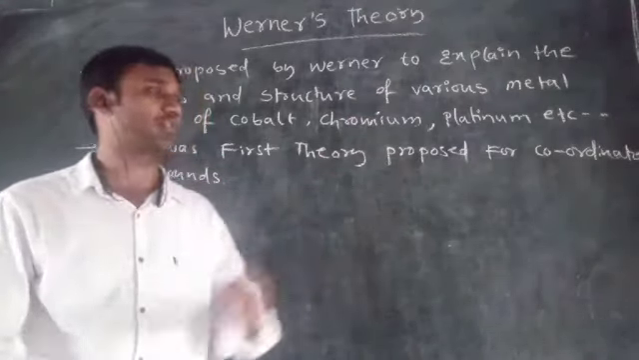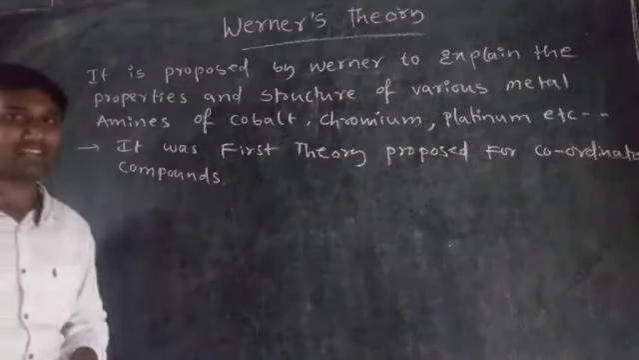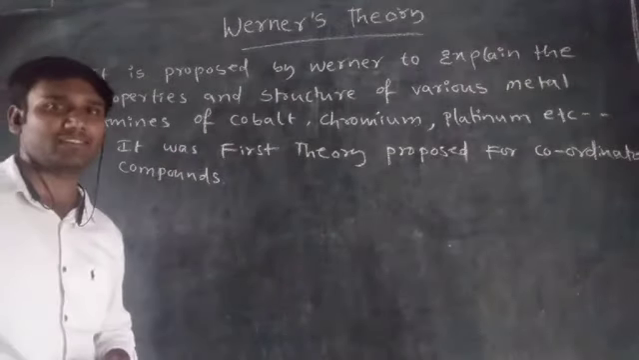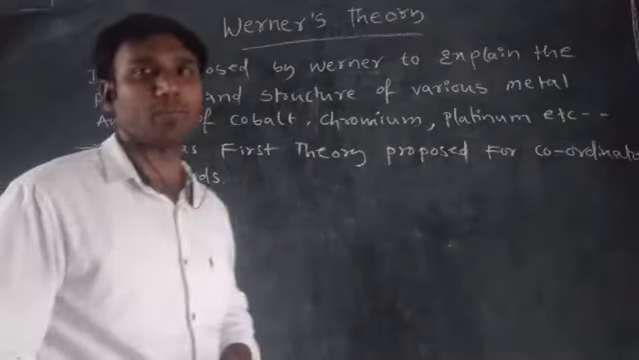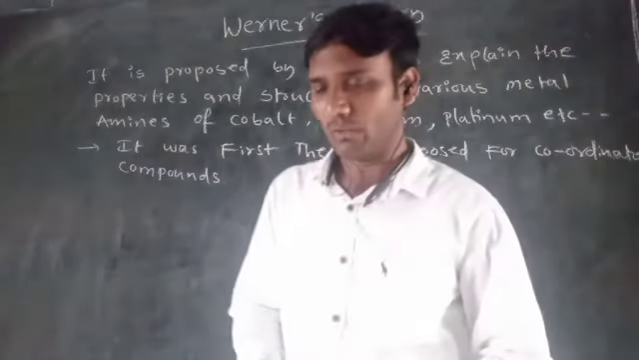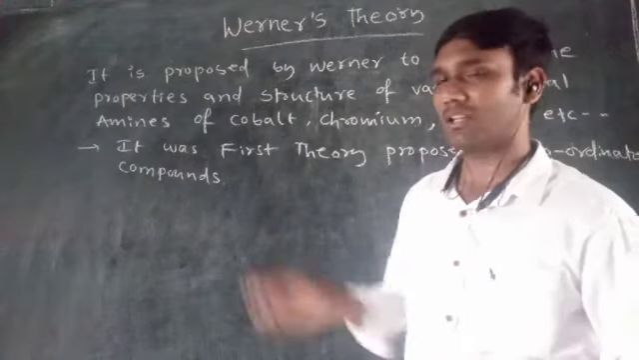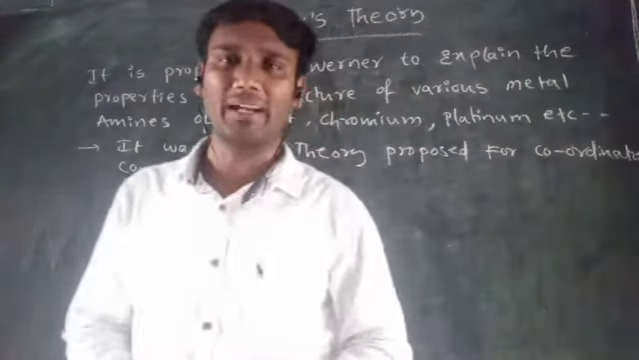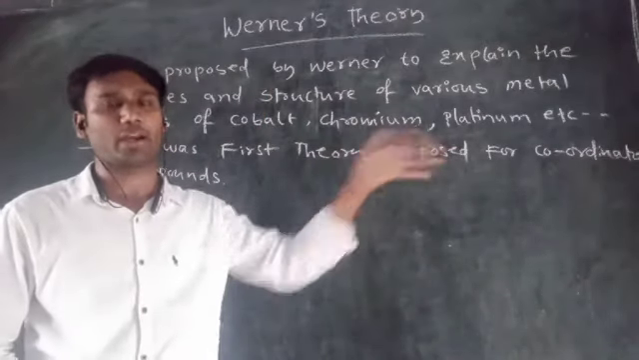It was proposed by the scientist Werner to explain the properties and structures of various metal amines of cobalt, chromium, platinum, etc. So generally, Werner proposed the theory, Werner's theory, nothing but to explain the properties and structures of metal amines of cobalt, platinum, and chromium.